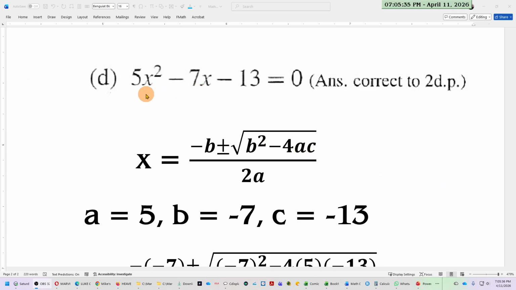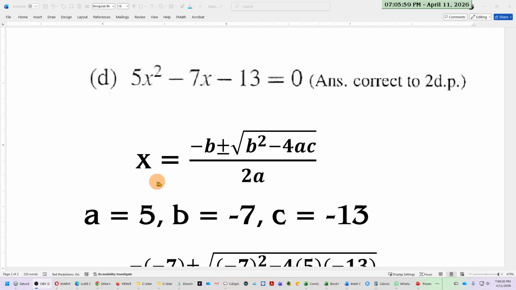So we need to solve a quadratic equation that will not be using factoring. And the hint we have says to give our answer correct to 2 decimal places. That means that our answer will not be a whole number, so factoring will not work with this particular equation.